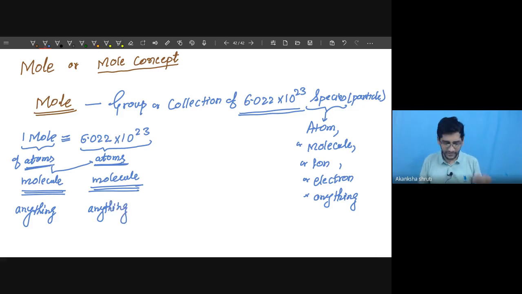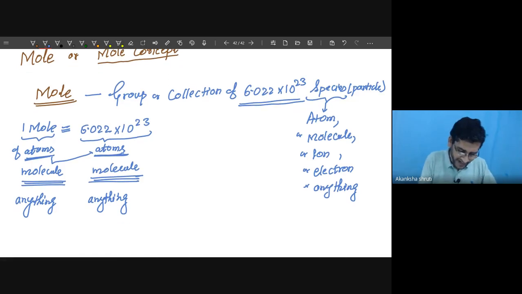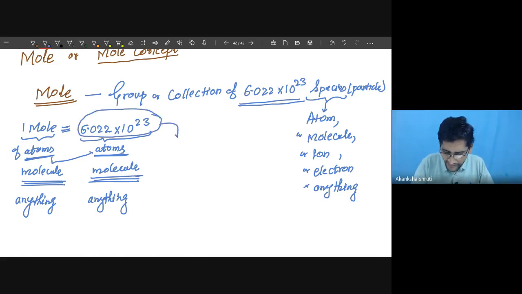It is the only concept. So what is this? A student, here we have to keep in mind, rather than writing this 6.022 into 10 to the power 23 every time, this number is called your Avogadro number.